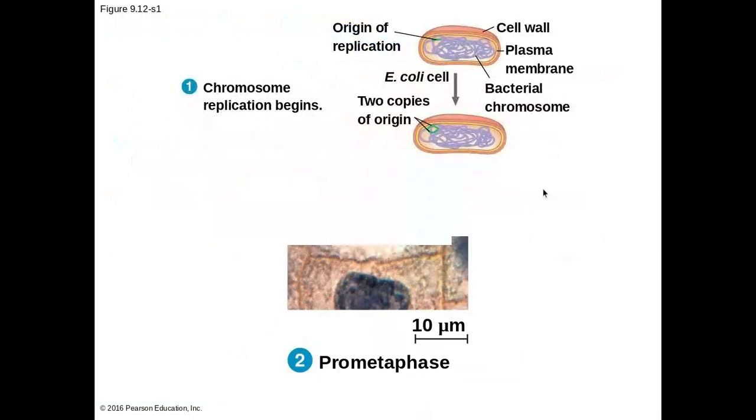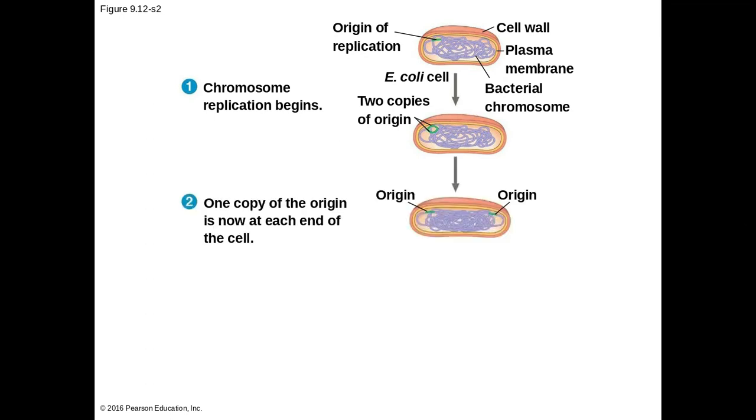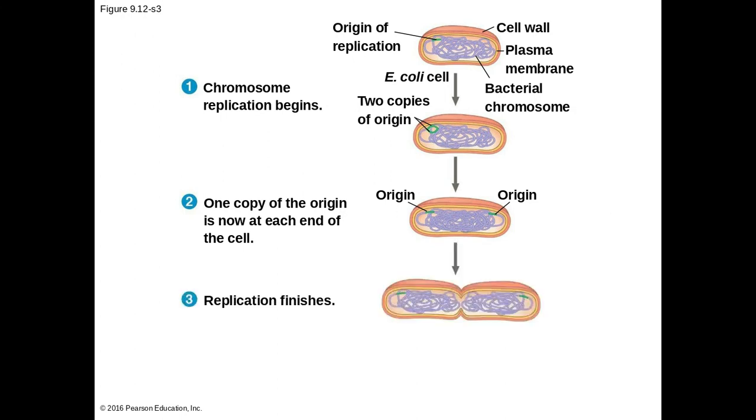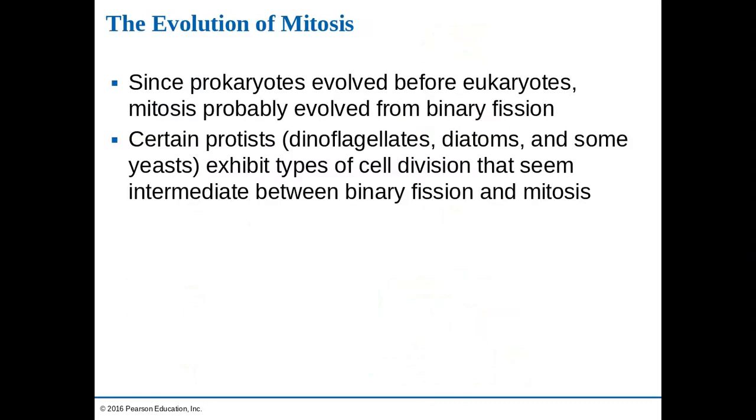So you can see here, this is our origin of replication in the E. coli. Now we have two origins of replication after the chromosome has been copied. You can see origin and origin. And then now that there's two origins of replication and all the DNA has been copied, we can pinch apart the cell and we end up with two identical daughter cells, which are also, because remember this is a single-celled bacteria, two identical organisms.